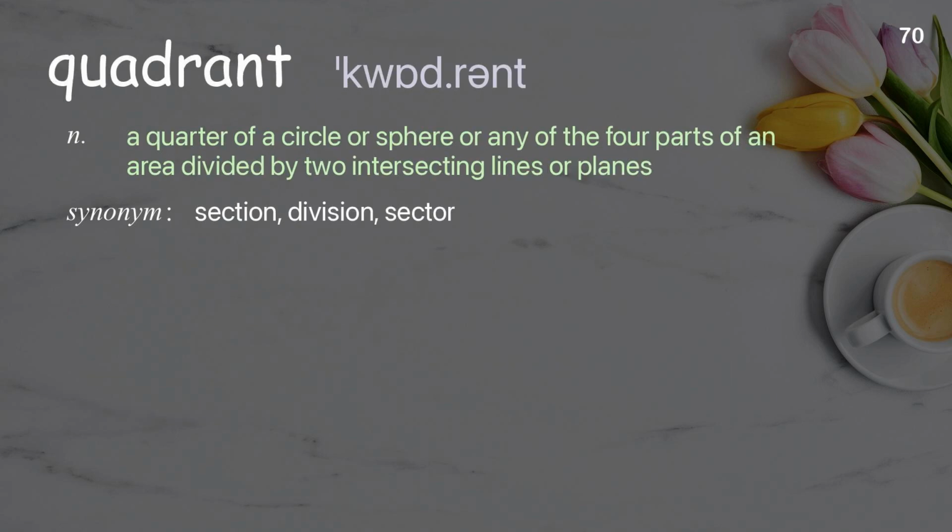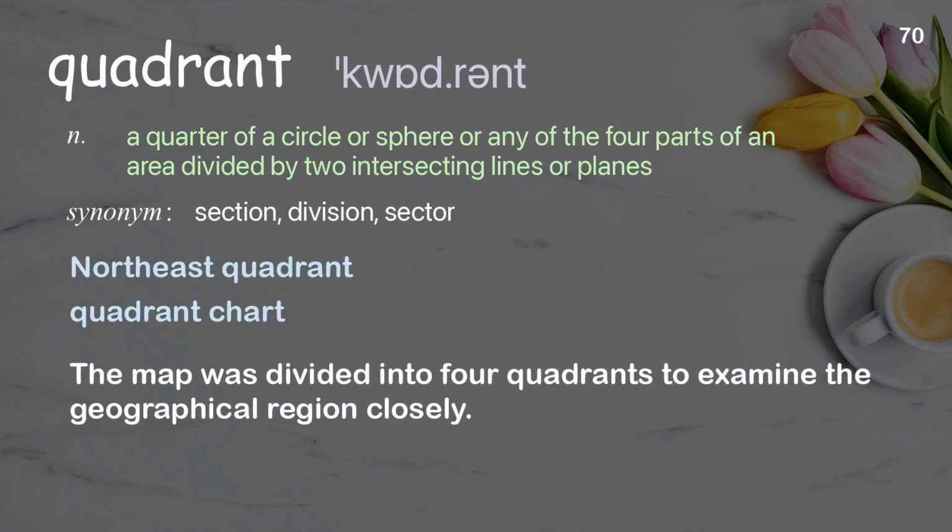Quadrant. A quarter of a circle or sphere, or any of the four parts of an area, divided by two intersecting lines or planes. Examples: northeast quadrant, quadrant chart. The map was divided into 4 quadrants to examine the geographical region closely.